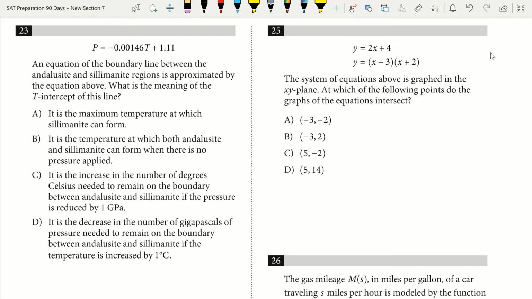Today we're going to be spending about 20 to 25 minutes with the math section, and then we'll switch over and spend right around half an hour with the SAT writing section. So for the math section today, we're going to be doing problems 23 through 30 out of a 2018 SAT released test from the state of Maine.